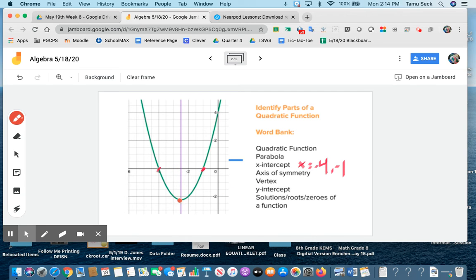The vertex is right here. The vertex is the point, the lowest point. On this one, if it was concave up, it would be the highest point. The vertex is on the axis of symmetry. It's in this one, it's the lowest point. The y-intercept right here is at 4. The y-intercept is where it crosses the y-axis.